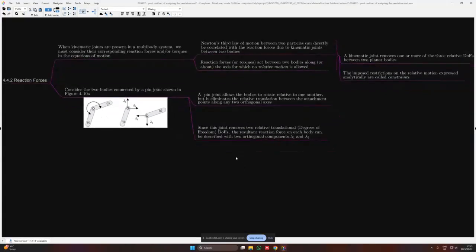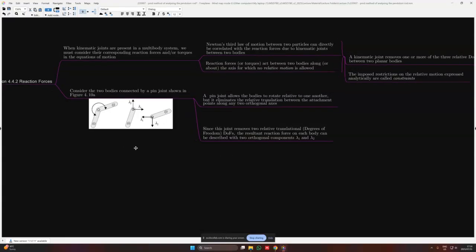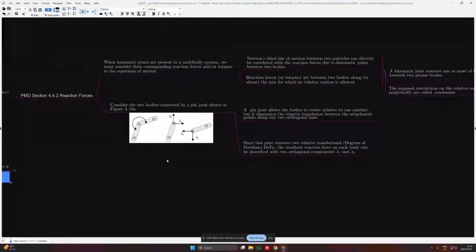Since this joint removes two relative translational degrees of freedom, the resultant reaction force on each body can be described with two orthogonal components, λ1 and λ2. Whenever we remove a degree of freedom, we need to remember to place either a reaction force or a reaction torque in the degree of freedom's direction. So in our case, since we're removing x and y translation, we place reaction forces in the x and y direction.